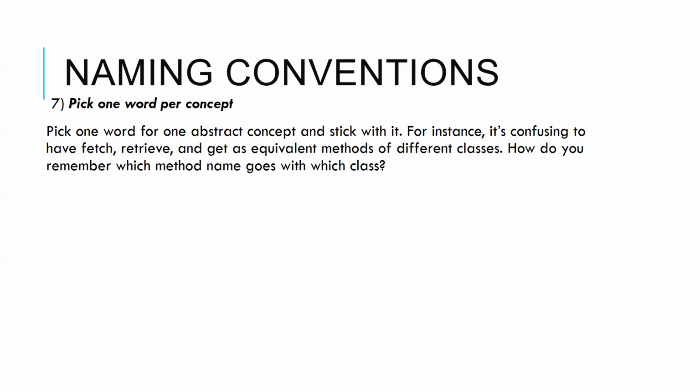So you should actually pick one word for one abstract concept and stick with it. Now let's say if your function tries to return some value, then instead of calling it fetch in one class, retrieve in another, and get in probably the third class, it's better to define either fetch in all the three classes or retrieve in all the three classes or get in all the three classes. So it is usually beneficial to follow a consistent pattern while naming.